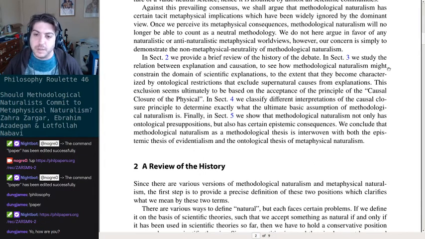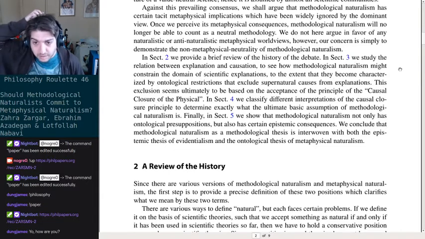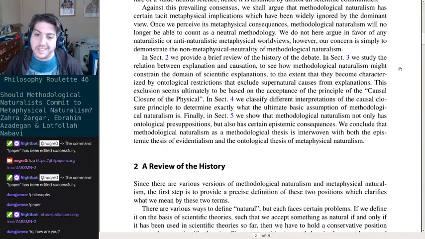In Section 2, we provide a brief review of the history of the debate. In Section 3, we study the relation between explanation and causation to see how methodological naturalism might constrain the domain of scientific explanations to the extent that they become characterized by ontological restrictions that exclude supernatural causes from explanations. This exclusion seems ultimately to be based on the acceptance of the principle of causal closure of the physical.